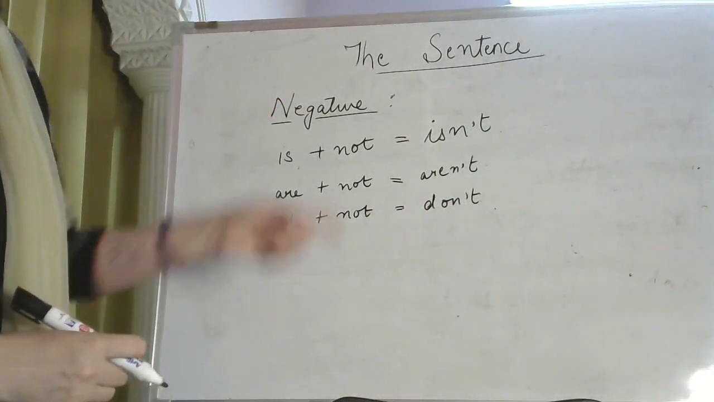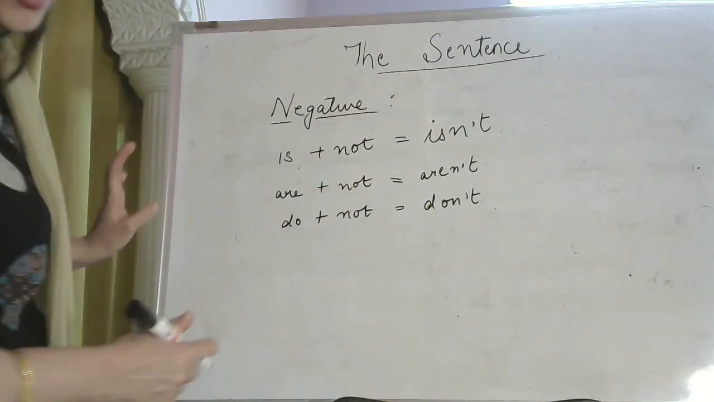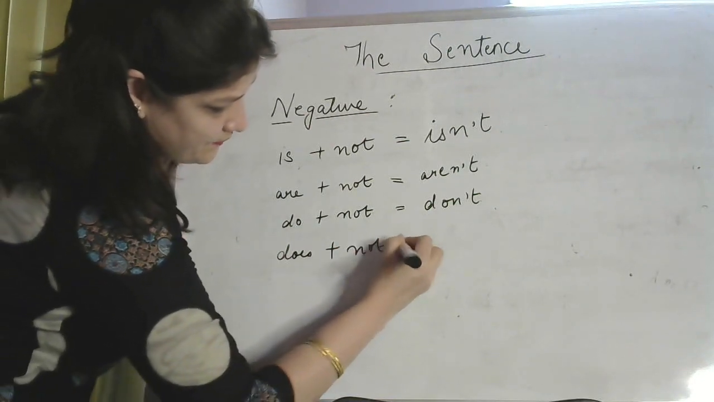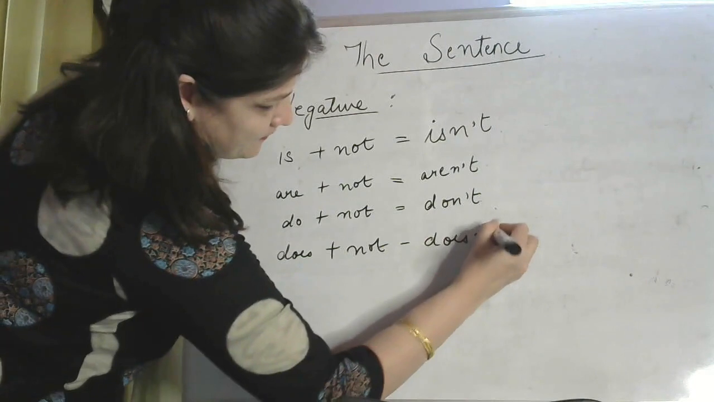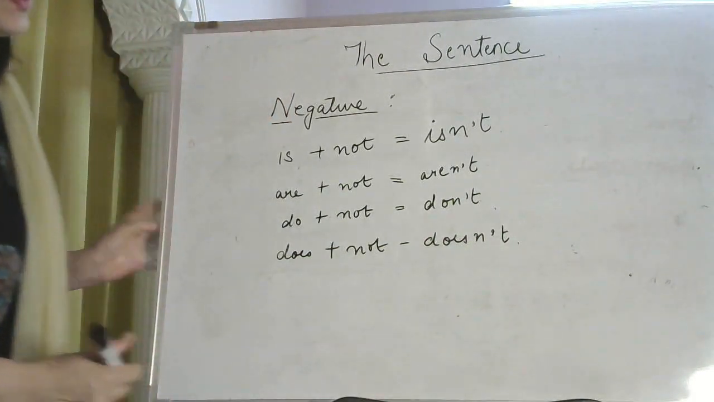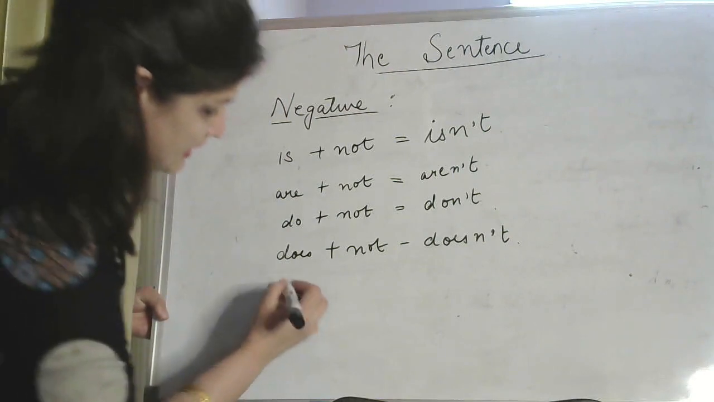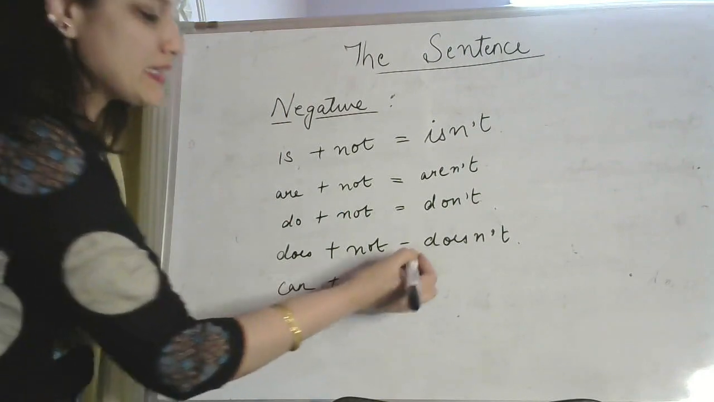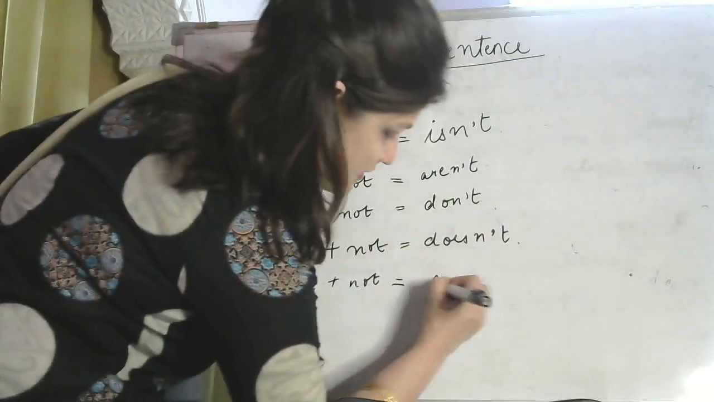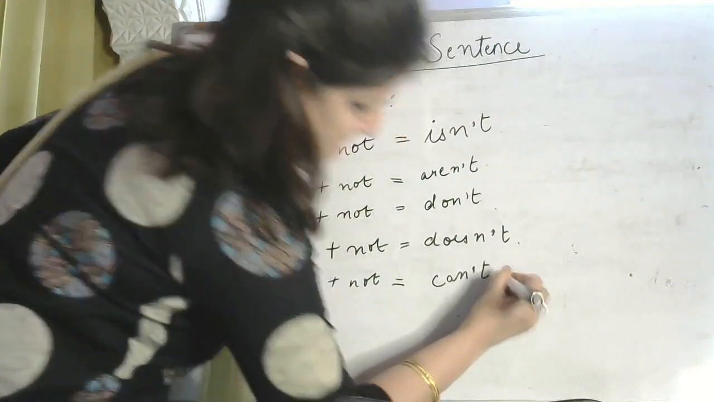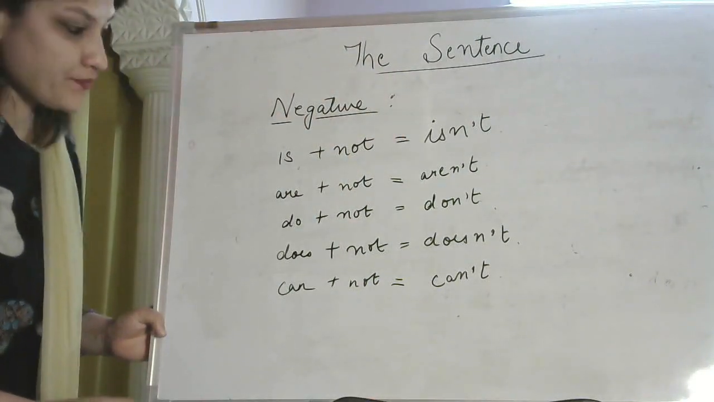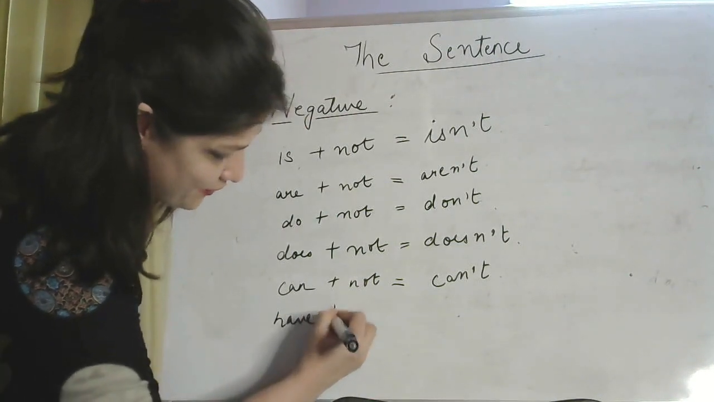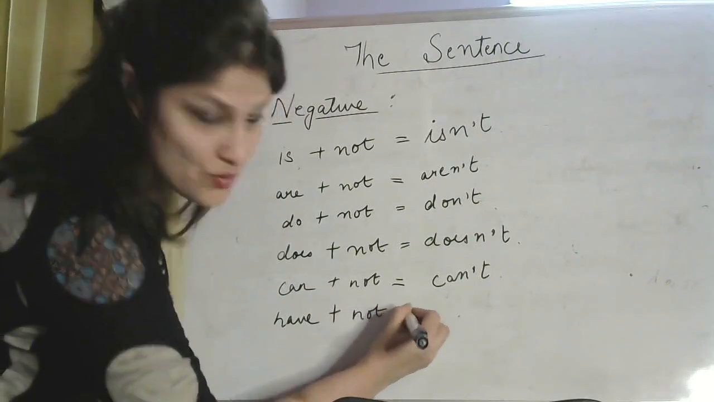I'm sure you already are using these words. If you are, that is good. Does plus not, doesn't. Right? After that we have can plus not. Of course you can write cannot, but it is can't. Right? After that we have have plus not is equal to haven't.